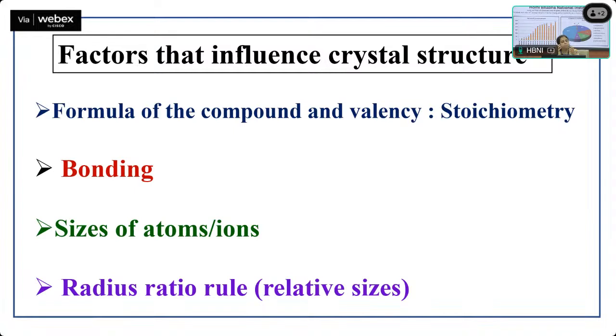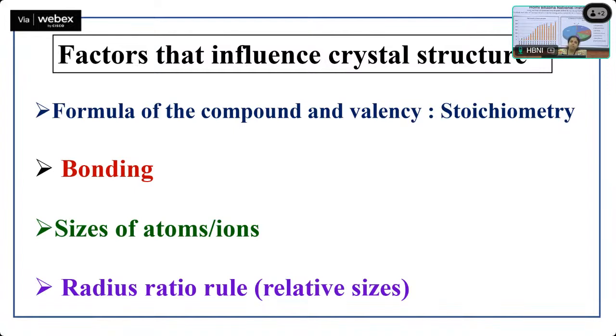Sometimes for a particular stoichiometry, if I'm talking of bigger sized atoms, they adopt a different structure. But if I'm talking of smaller atoms, they adopt a different structure. And this big and small is different from the relative sizes. Relative sizes means the size of the cation relative to the anion, or vice versa, which is also known as the very famous radius ratio rule. So what are the factors we talked about? Formula of the compound, that is the stoichiometry, the sizes of the atoms and ions, and the radius ratio rule.